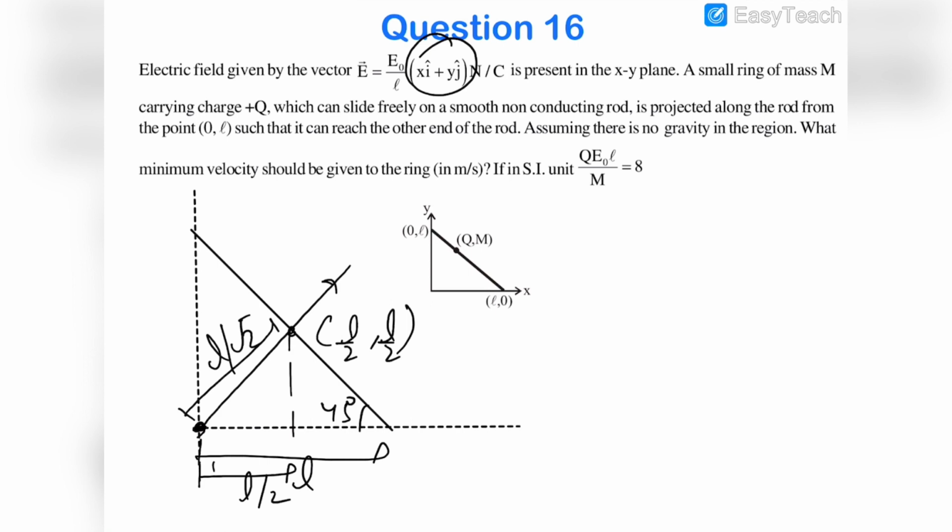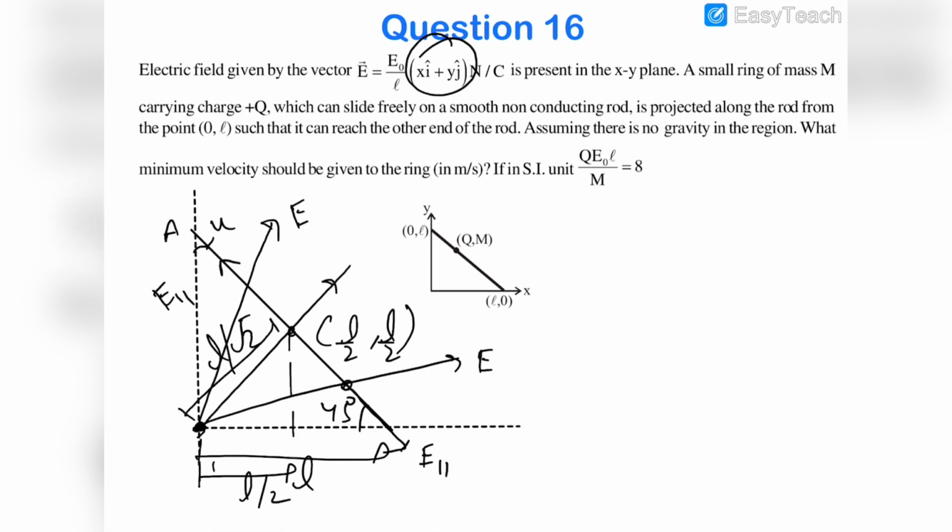Above this point the electric field is like that, so the component of the electric field along the rod, E parallel, will be in the upward direction, and below this point the electric field is like that, so the component of the electric field along the rod will be in the downward direction. So if this charge is projected from this point in such a way that it just crosses this point, then automatically it will reach the other end. So we have to project it in such a way that it just reaches the point B.